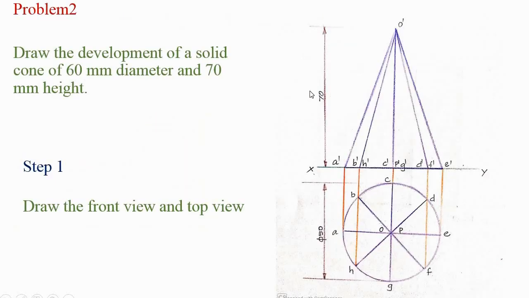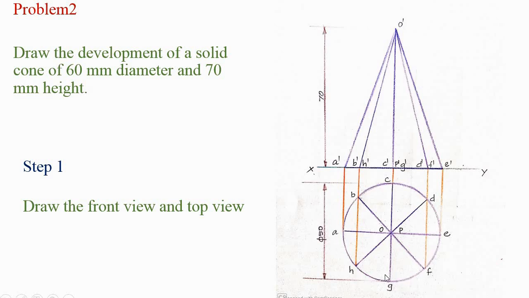So let us discuss how to solve a problem. Draw the development of a solid cone of 60 mm diameter and 70 mm height. Is that clear? So that means 60 is not 60. You'll draw for a 50 mm diameter. So you draw a circle of 50 mm.